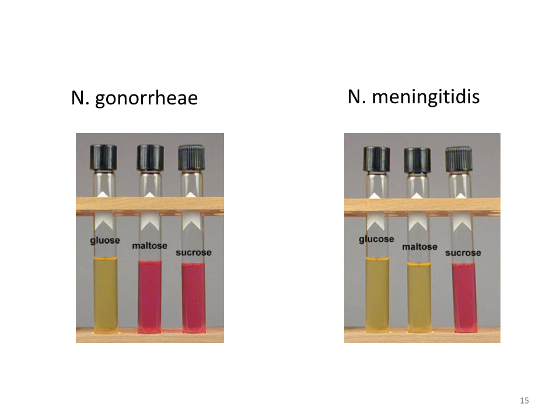Neisseria gonorrhoeae can be differentiated from Neisseria meningitidis by their utilization of sugar. For example, Neisseria gonorrhoeae utilizes glucose, but not maltose and sucrose, whereas Neisseria meningitidis utilizes both glucose and maltose, but not sucrose.